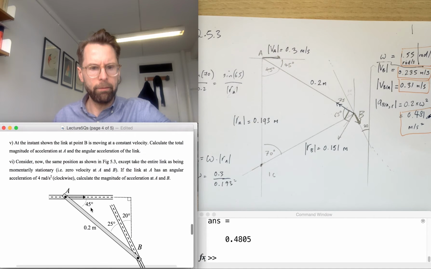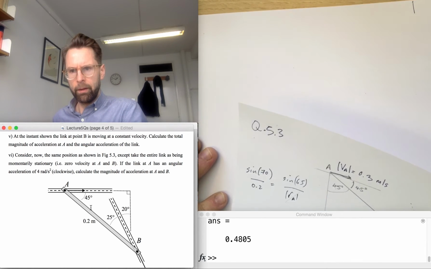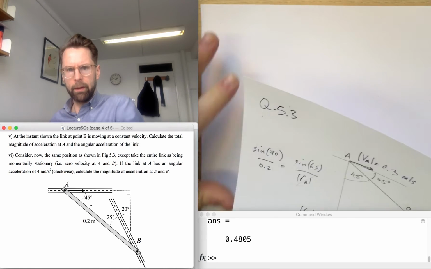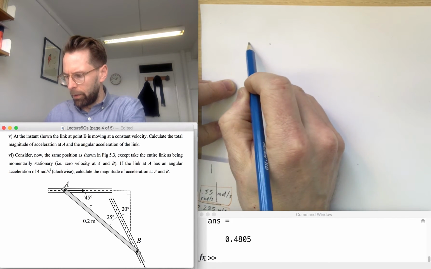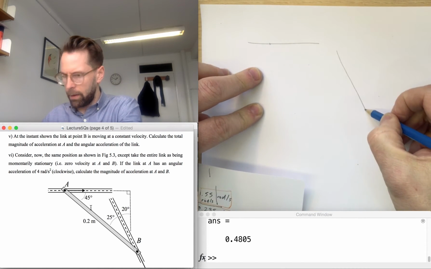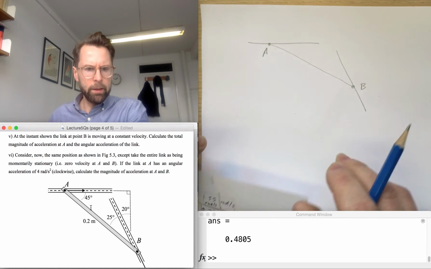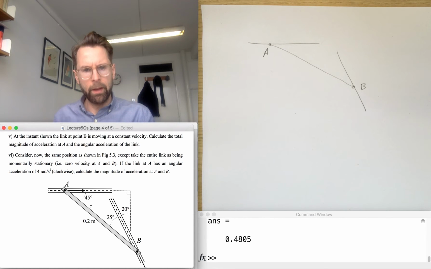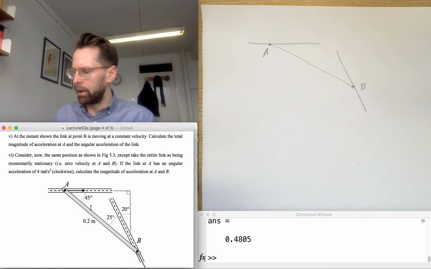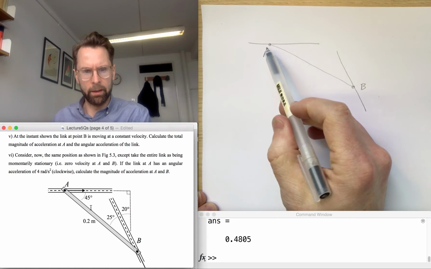Part 5 says at the instant shown, the link, so I'm going to just move this a bit, and draw another diagram with the same thing. So again, we've got this guide there and a guide there, and the link AB. And it says at the instant shown, the link at point B is moving at a constant velocity. Calculate the total magnitude of acceleration at A and the acceleration of the link. Okay, so if it's a constant velocity, we know that the accelerations at A and B are 0.